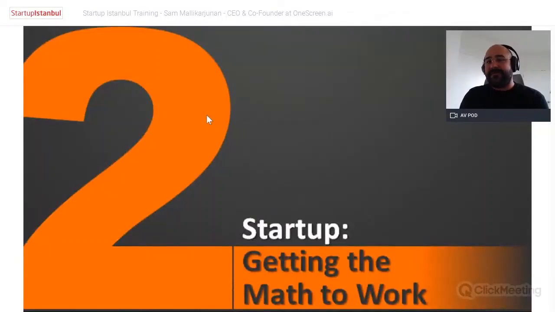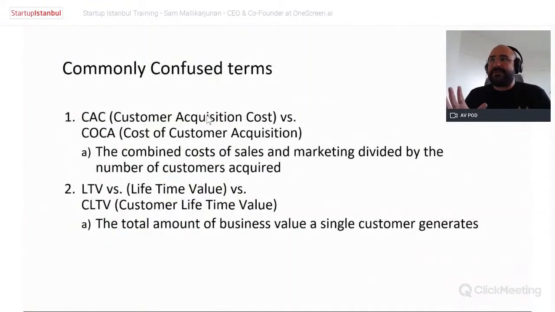So that's product market fit. Now we're going to talk about the second phase, which is getting the math to work. Because you can create something that people love, but if you can't create a profitable business off of it, you're not going to be able to grow.